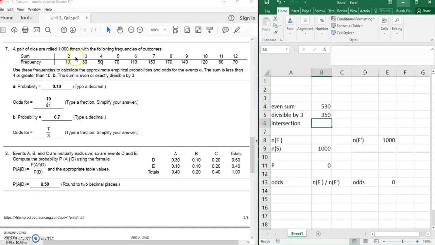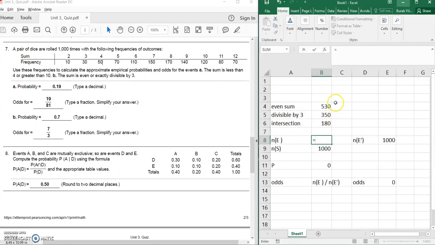So look at all the even ones and see which ones are divisible by 3. 2 is not, 4 is not, 6 is. So basically 6, 110, 8 is not, 10 is not, but 12 is. So the sums 6 and 12 are both even and divisible by 3. So those are already counted in both of these. That's why we need to subtract that from NE. So that's 110 plus 70, which makes 180.